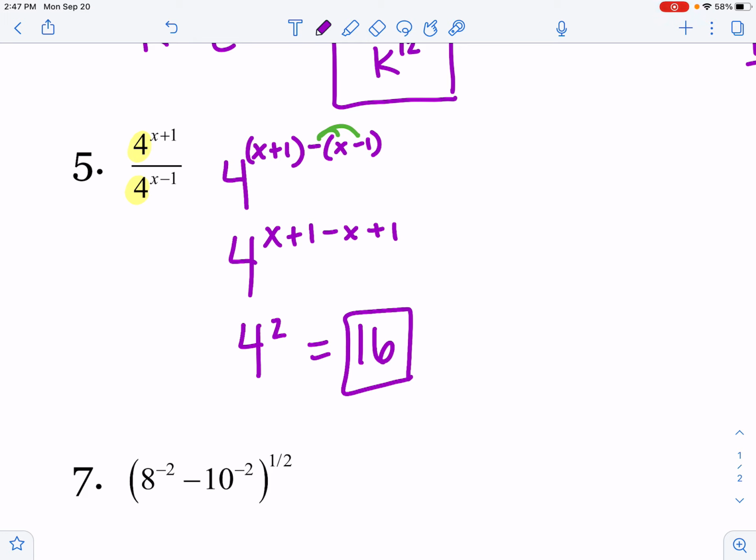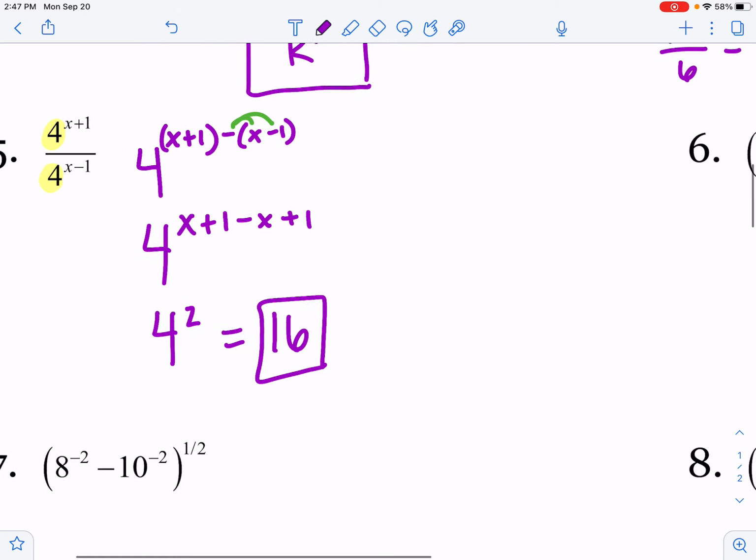So that's the halfway point. We've got 5 more to get through, and then you can have some time to start your homework.